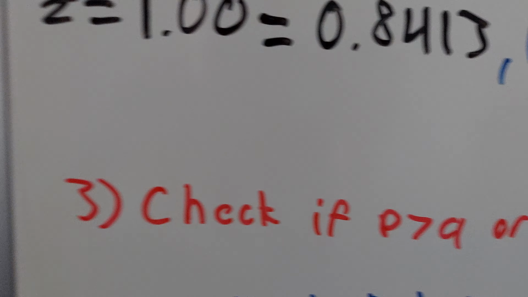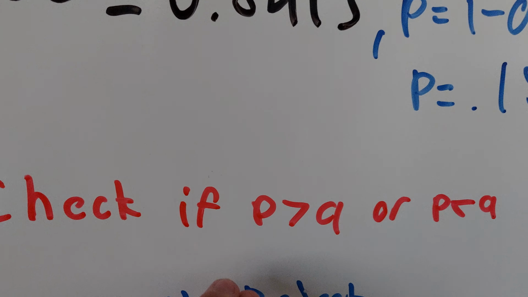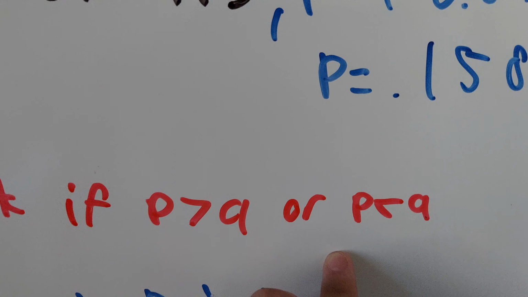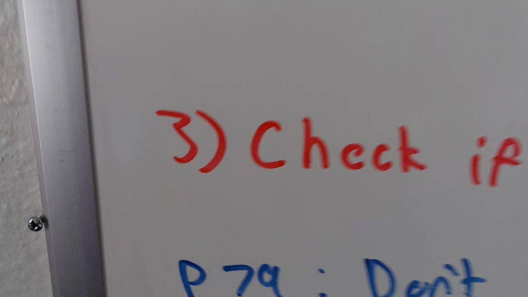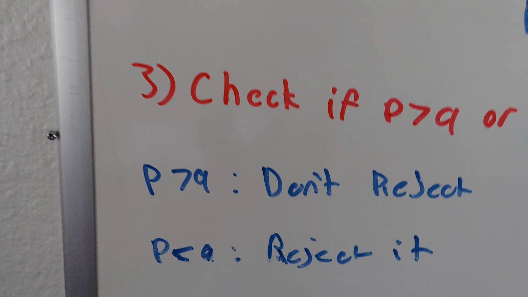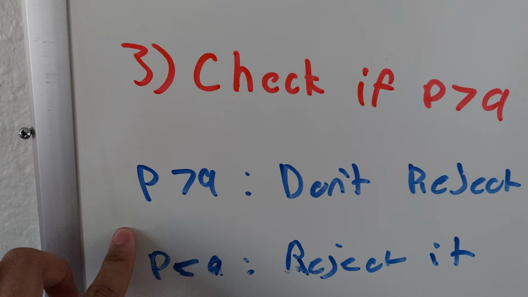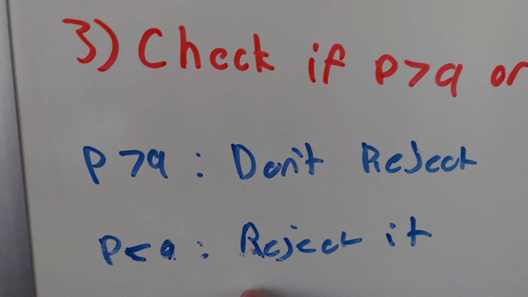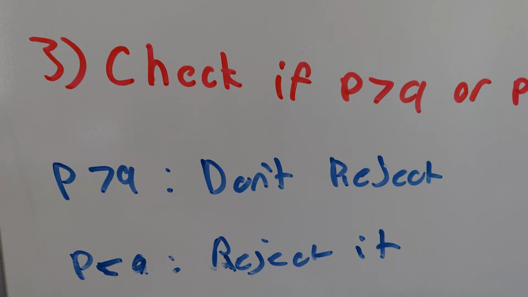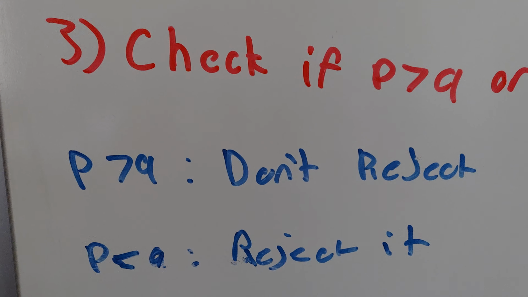So that's how we get a p. Next up, we're going to check if p is greater than alpha or p is less than alpha. Now, you can do either way, but they both tell different things, sort of. So if p is greater than alpha, then we don't reject it. If p is less than alpha, then we reject it.